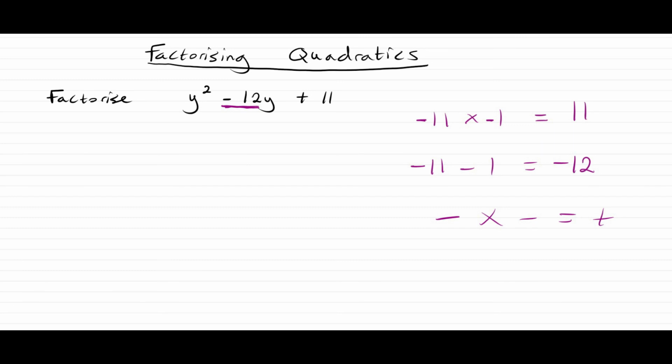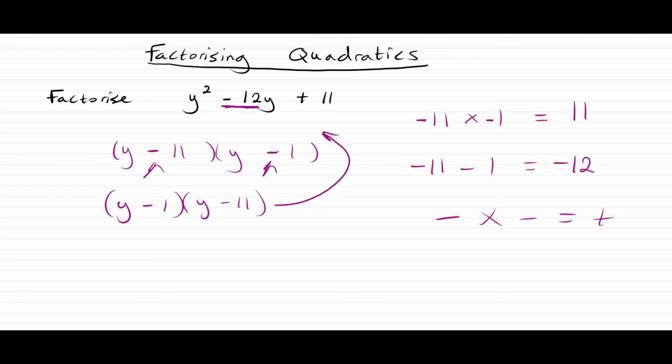So again, you've basically done the hard part. All you do now is draw in your double brackets because it's a quadratic. You put y here, and then you put minus 11 and minus 1. Again, because they're both the same sign, they're both negative, you can rewrite that as well. So it doesn't matter which way you put it. You can have y minus 1 in brackets and y minus 11. They're both the same answer pretty much, and they both give you what you started with when you expand them. And that's that.